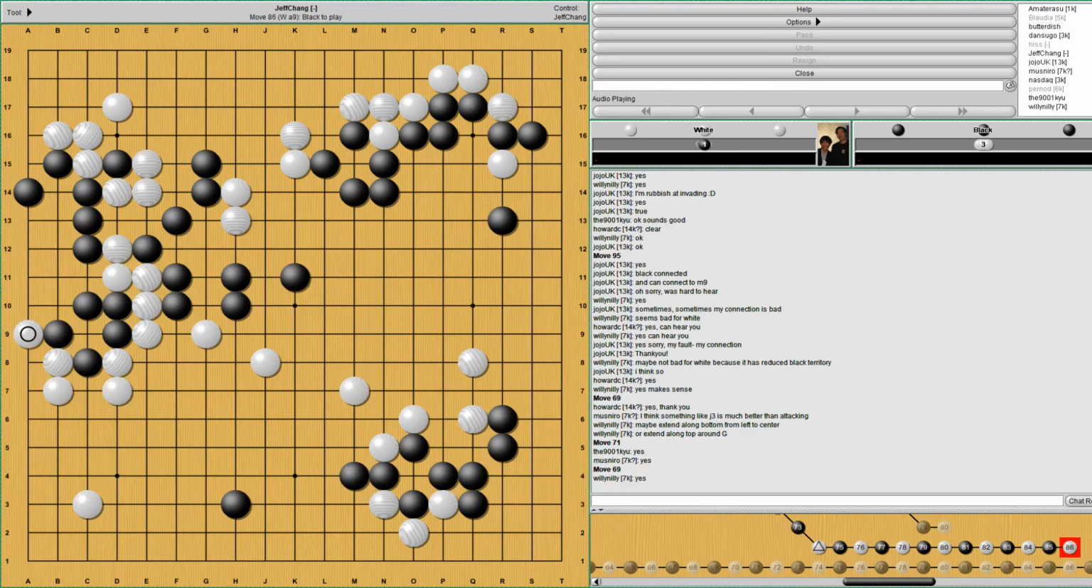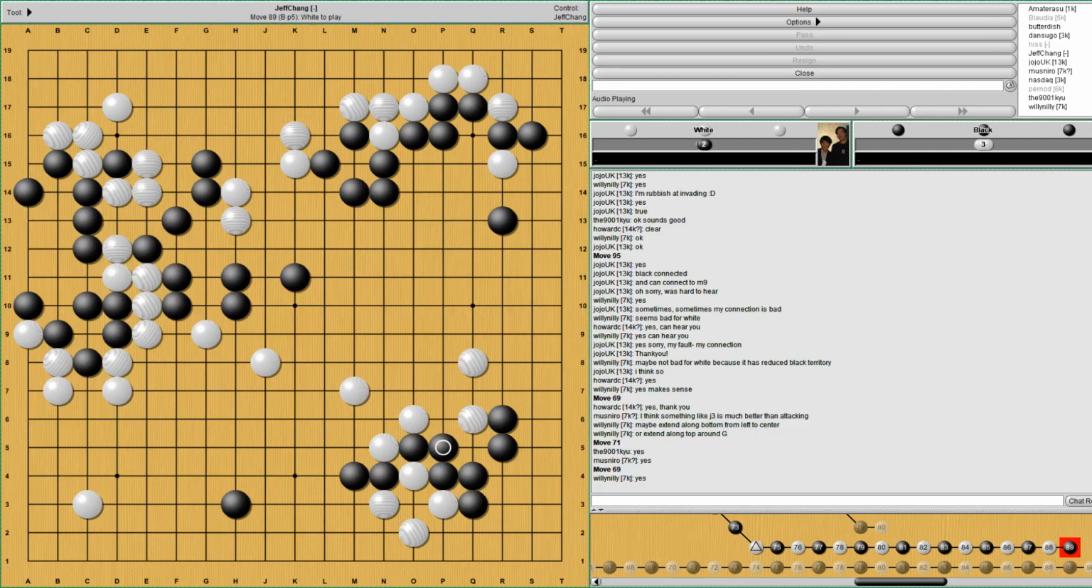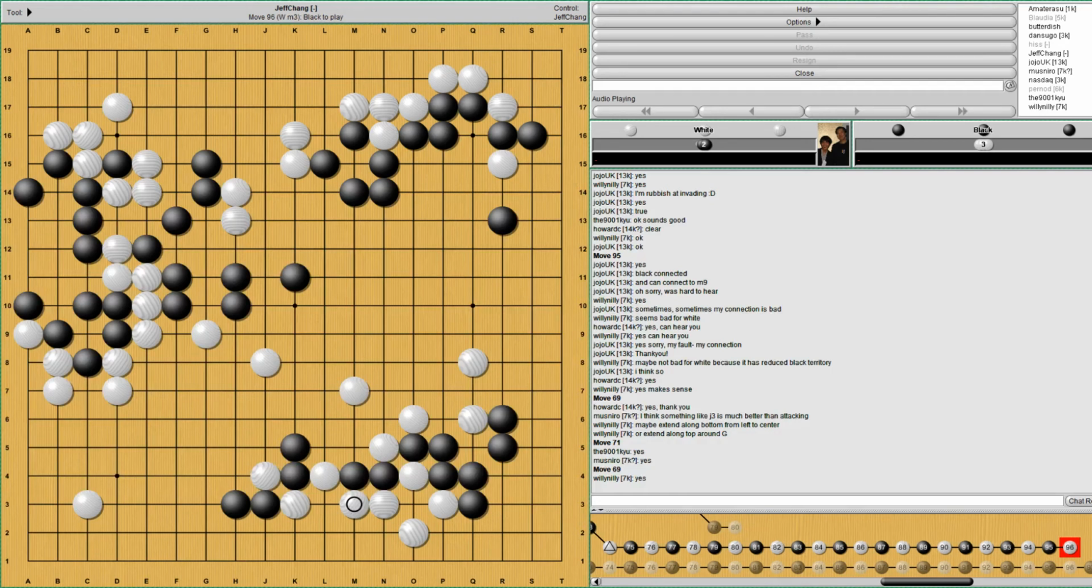And now this is my start, so to capture this group. And I capture. This group is too heavy. Black will need to connect. And now I invade here. You can see black has started to lose liberties. So in the game, I played very simple. Just attack here and attack this one. You can see it here.